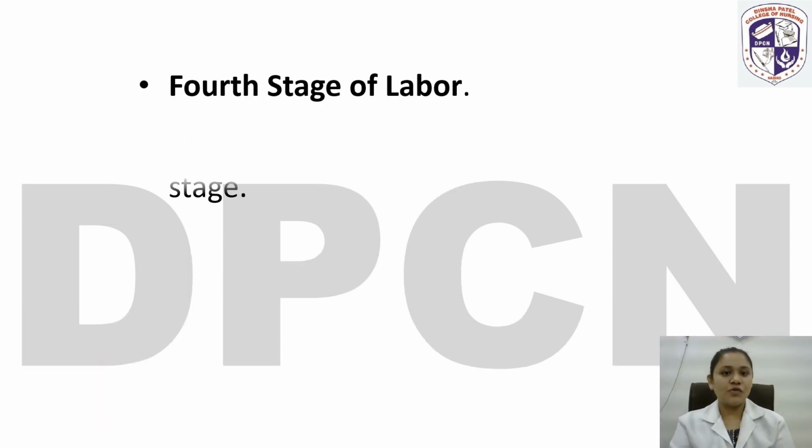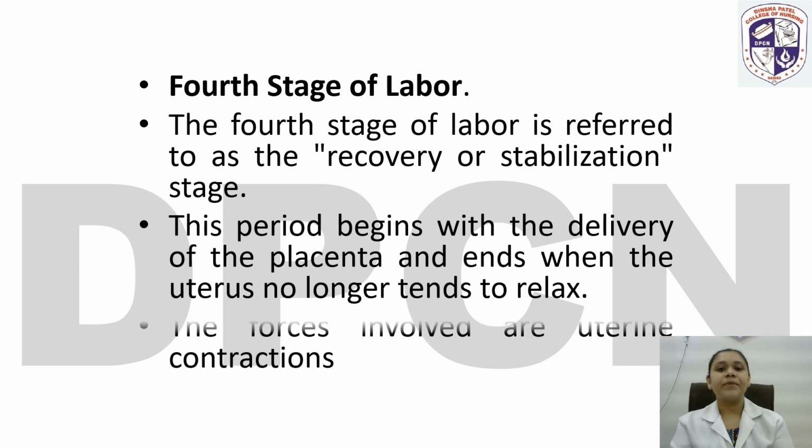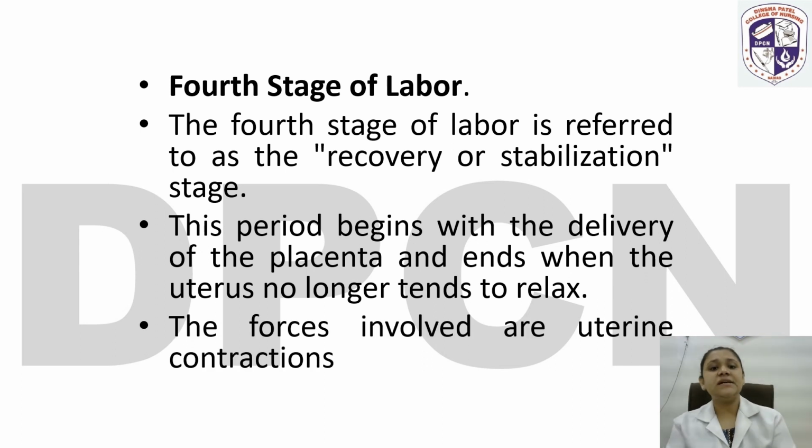Another stage is the fourth stage of labor. The fourth stage of labor is referred to as the recovery or stabilization stage. The period begins with the delivery of the placenta and ends when the uterus no longer tends to relax, right? The force involved is uterine contraction. Here we have to see the mother's respiration, vital signs and the mother's condition, right? These are all the things we have to see in the fourth stage of labor. So this is a recovery or stabilization stage for the mother and for the baby.